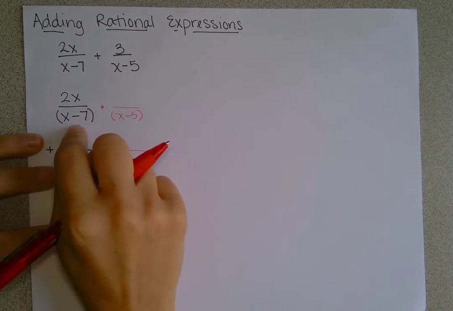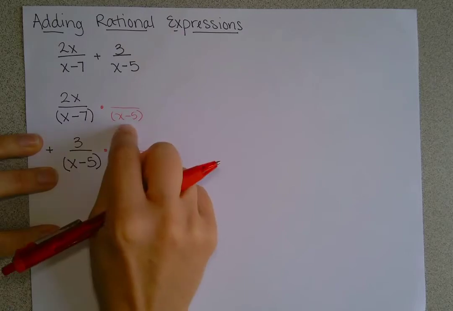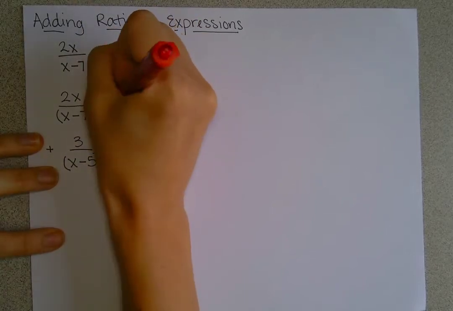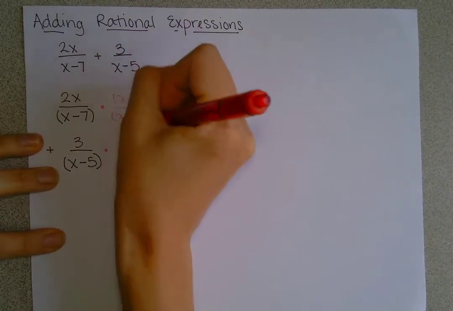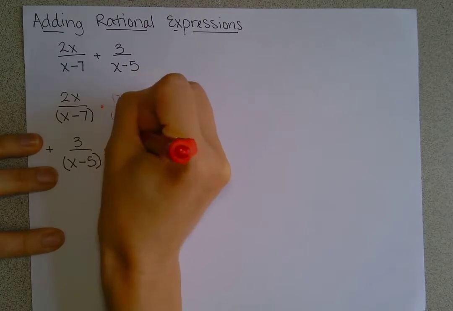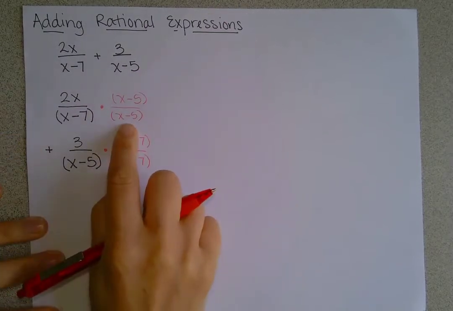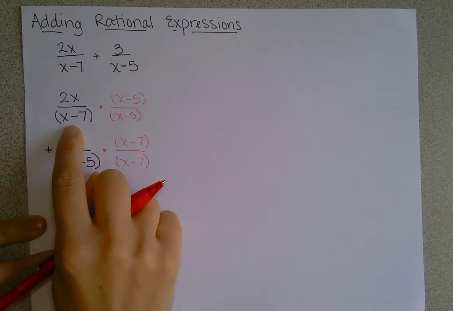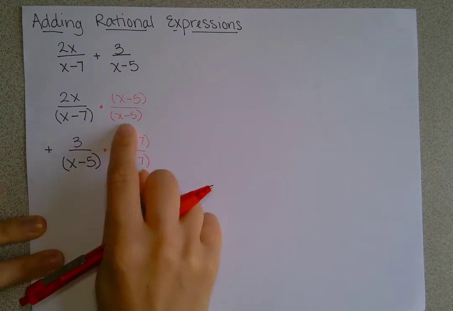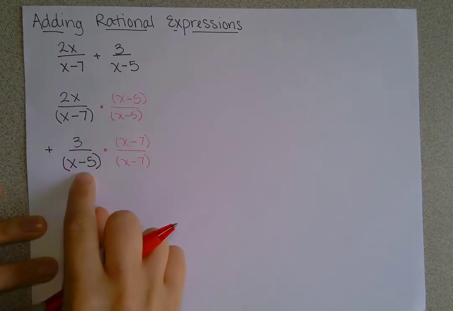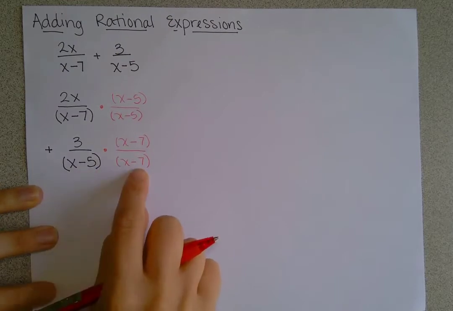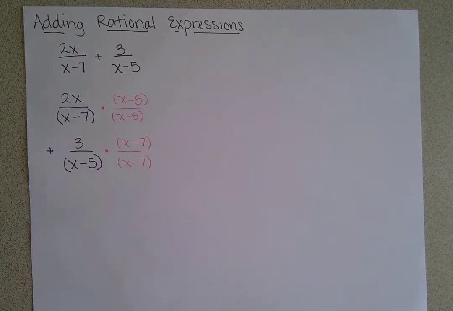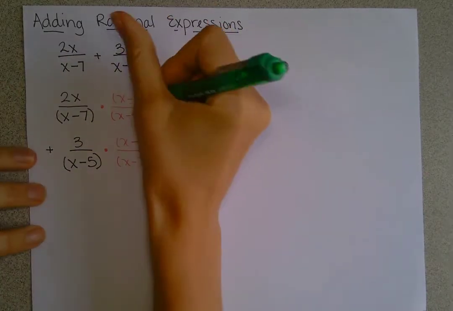Whenever I multiply a fraction to make a common denominator, whatever I do in the bottom, I also need to do in the top, so that really I'm just multiplying by a giant 1. So I'm taking this rational expression, multiplying it by 1, taking this rational expression and multiplying it by 1. And as we know, when we multiply by 1, we don't change the value of the expression.